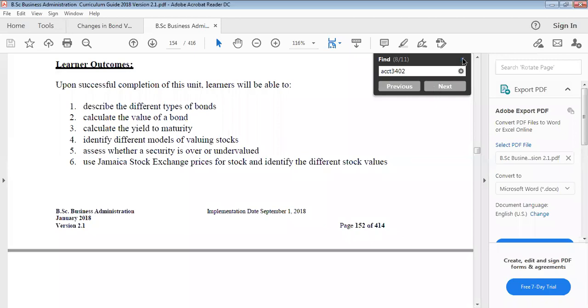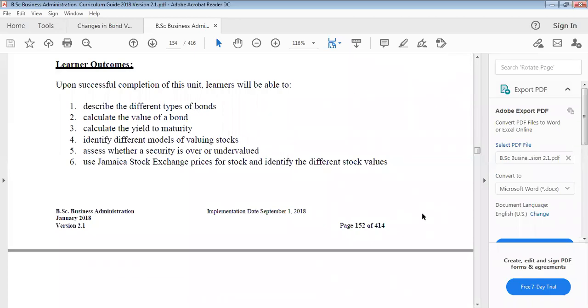We looked at different types of bond before, and I think I gave you a formula to calculate the value of a bond, right? Remember that?